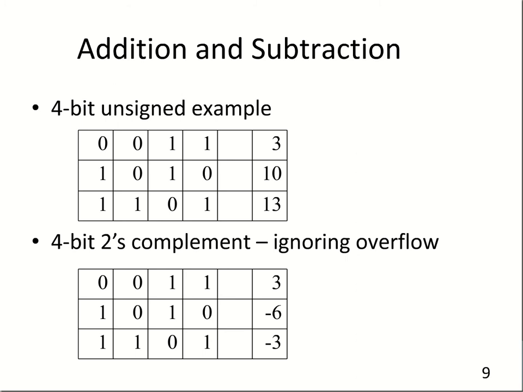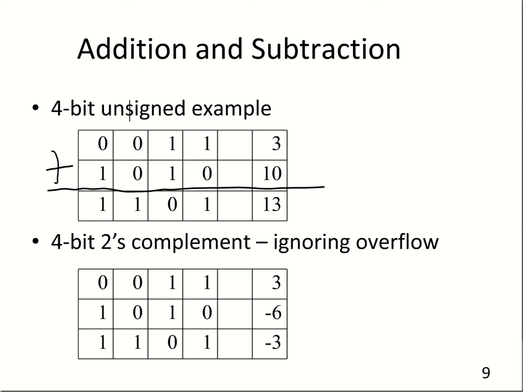So the first example shows the addition of two 4-bit unsigned numbers, in this case corresponding to decimal values 3 and 10. The sum you expect there, of course, is 13. You can work through this in detail on your own, but if you simply do column-wise bit addition, you can see that the answer turns out to be the correct answer.